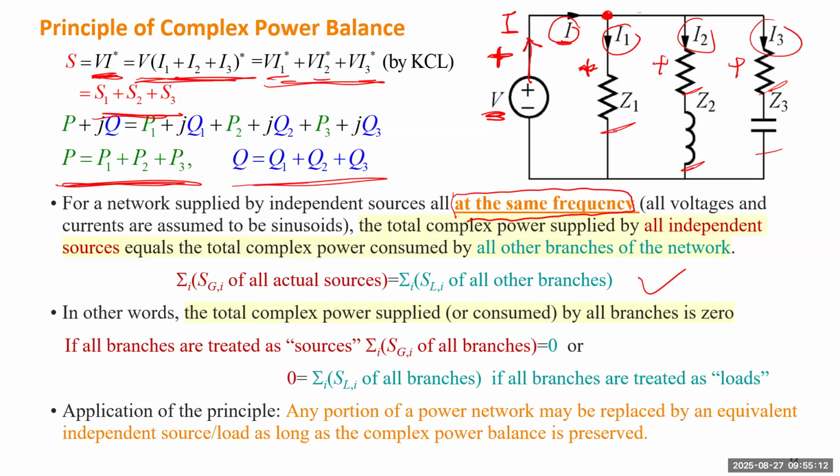Okay, how do we apply this rule? Any portion of a power network may be replaced by an equivalent independent source or load as long as the power balance is maintained. So for this system, I can easily replace the 3 branches together by a single element as long as that single element is consuming exactly the same complex power. Later we'll show how we apply this principle in some real examples.